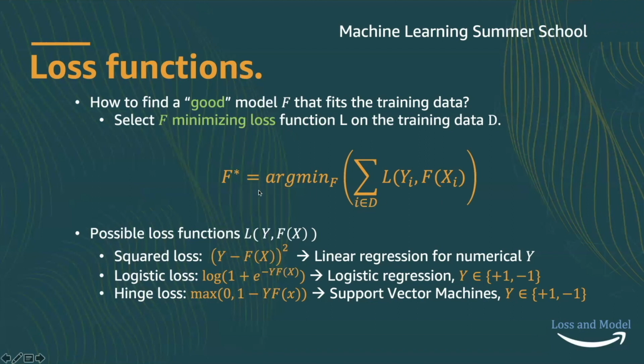And then we want that function f which minimizes this objective function. We can call it f star, and this is what we would use in prediction at inference time.